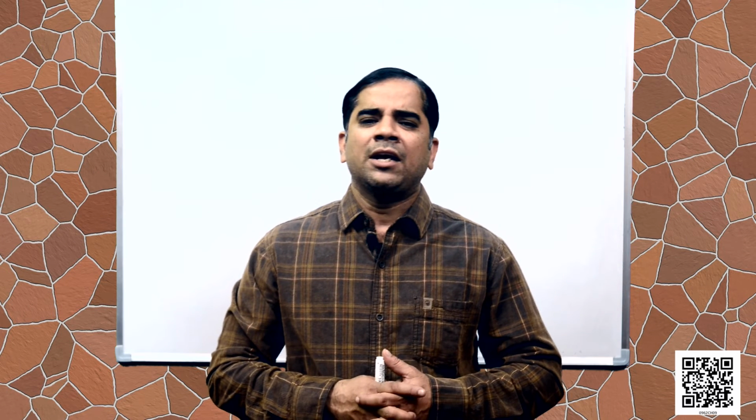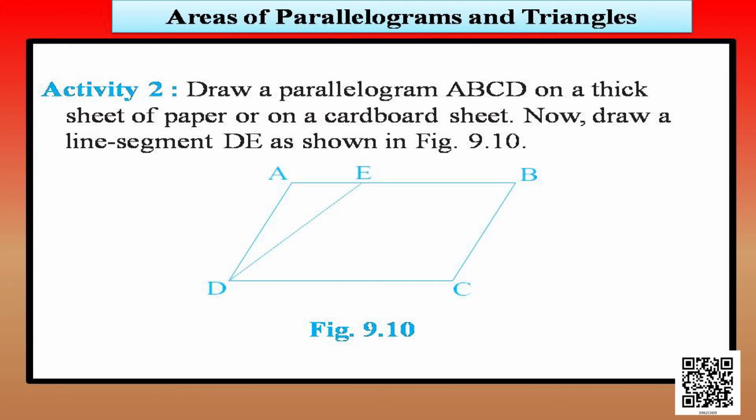So, students, let us perform activity 2 that is given in your book. It says, draw a parallelogram ABCD on a thick sheet of paper or on a cardboard sheet. Now, I am going to perform this activity over here on this whiteboard. So let me draw the diagram first, then we will discuss this activity.